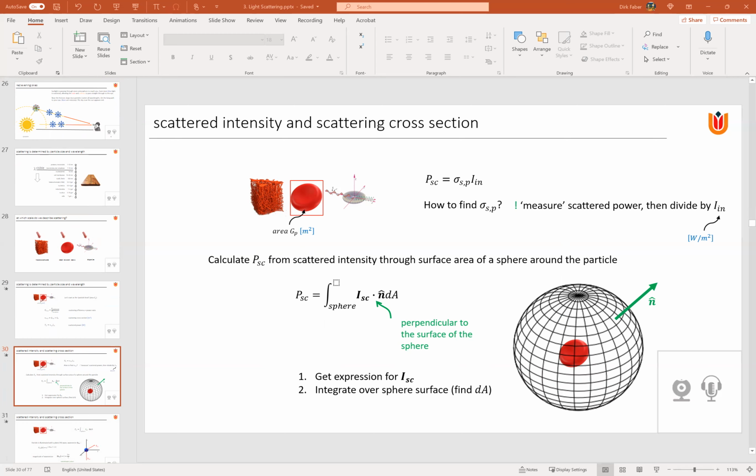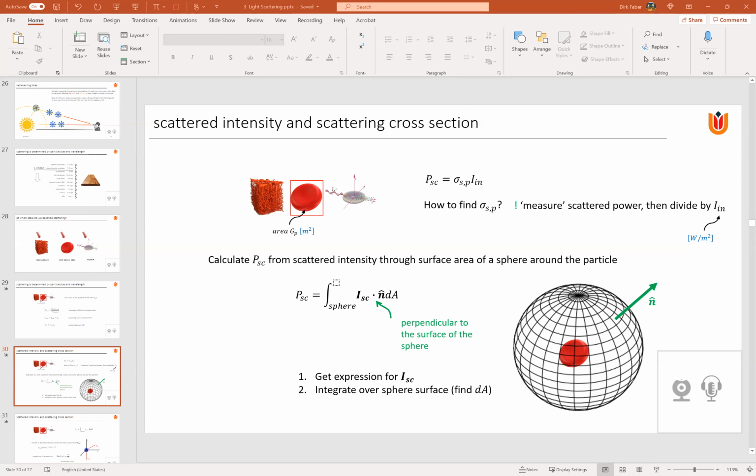So now the question is, how can we find the scattering cross section? The good thing about this equation is that on the left and on the right hand side, we have two things that we could, in principle, measure. We could measure the total scattered power. We could measure the incident intensity. So there should be a way to calculate the scattered power.